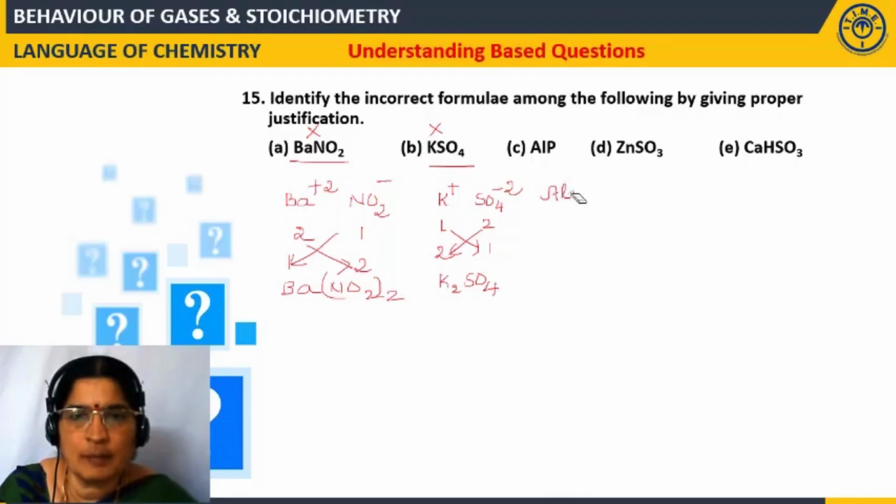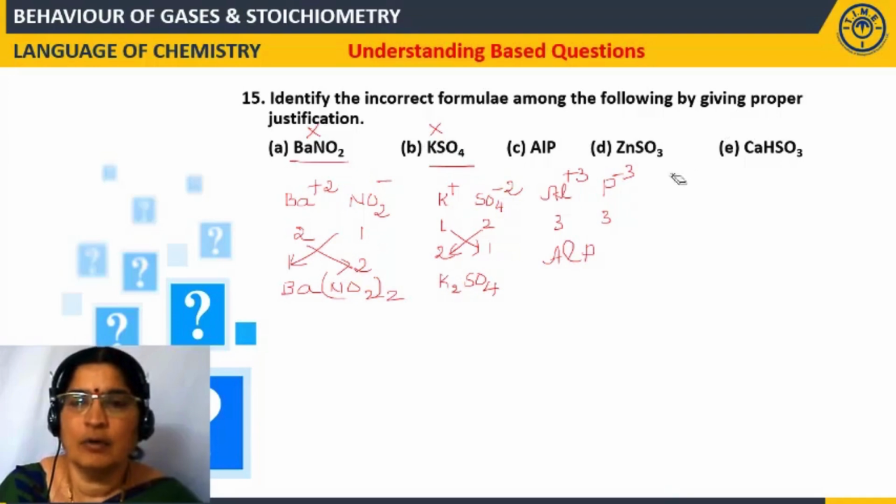Now aluminium phosphide. Aluminium is Al plus 3. Phosphide is P minus 3. Because it has 5 electrons in the valence shell, it takes 3 electrons to complete its octet. So this is 3 and 3. Therefore we get 1 and 1.